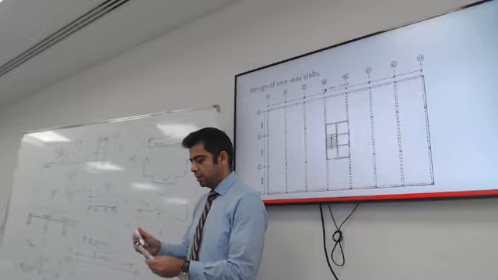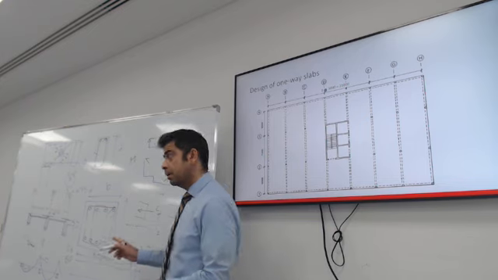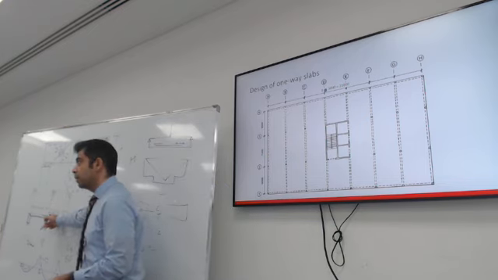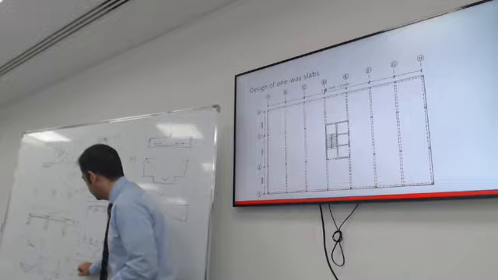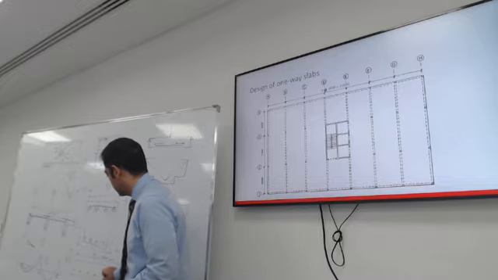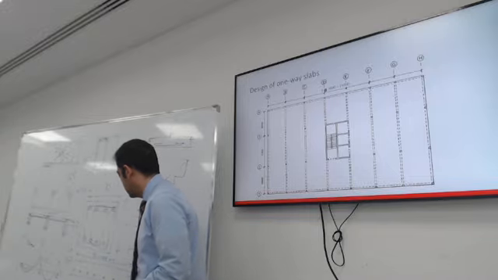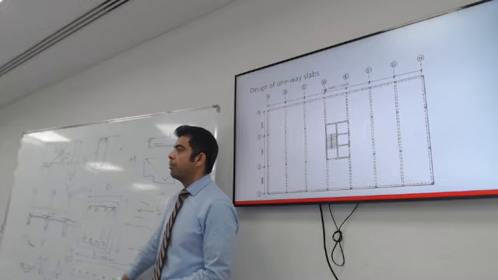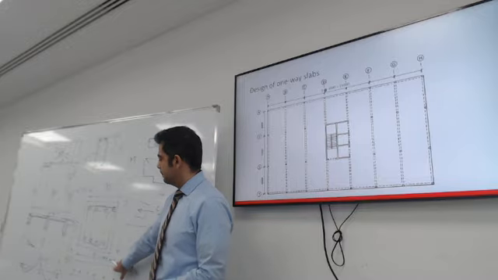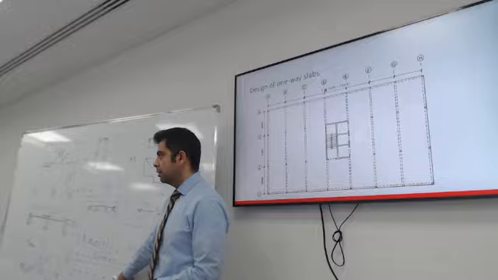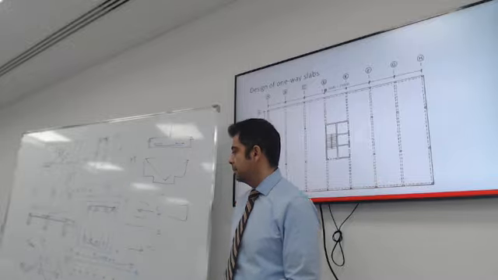So where are the bars? Top at the support, bottom at midspan. Yes. So there you go. 1, 2, 3. And then you can calculate the number of bars you need per meter. And then from there, you can calculate the spacing between the bars.